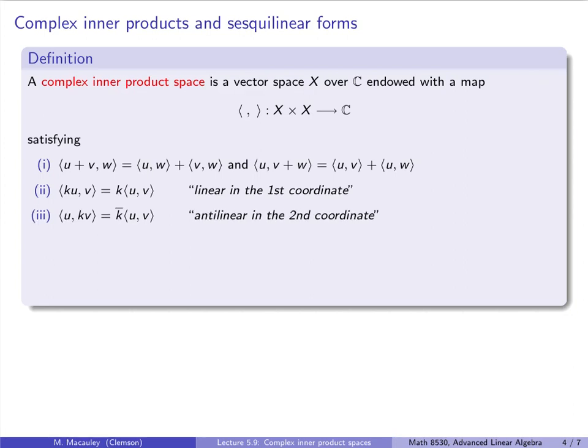Third, you can pull out scalars from the second coordinate, but you have to put a bar on front. In other words, the inner product of U and kV is k bar times the inner product of U and V. Sometimes this is said to be anti-linear in the second coordinate. There's other terms as well, I forget what they are, but I like anti-linear best.